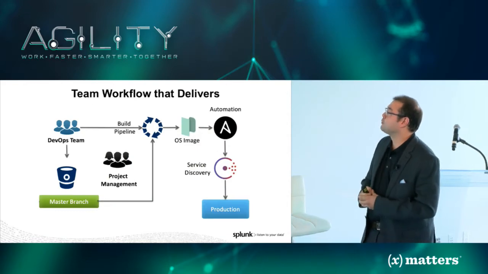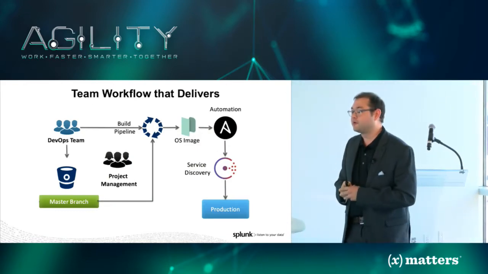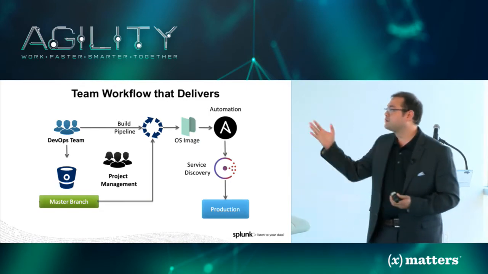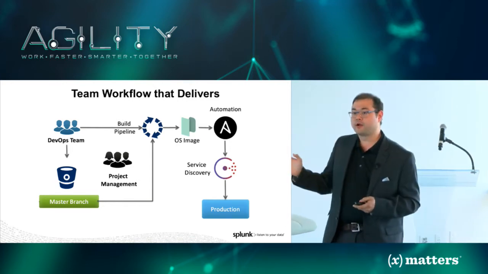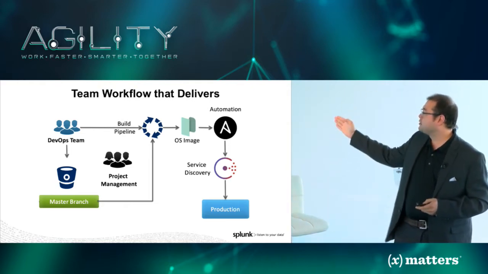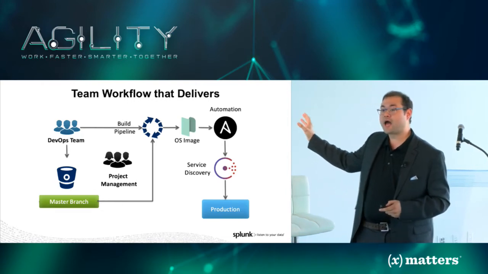The next thing is around the teamwork flow that delivers. As part of this Agility conference, we're talking about how teams can interface with each other. It's a very similar approach, taking that same concept of what happens in our master branch, how it traverses through our workflow, and then ultimately, when it hits production, are we confident that it's stable and that we're happy with it?